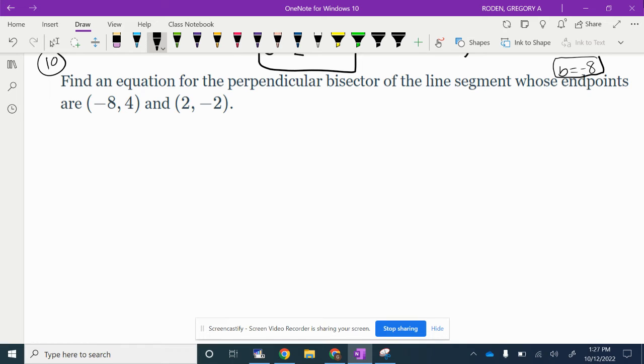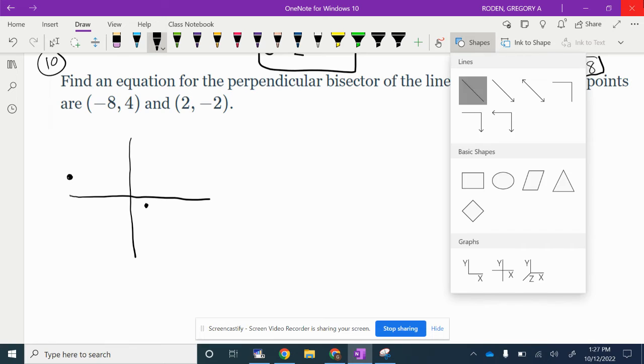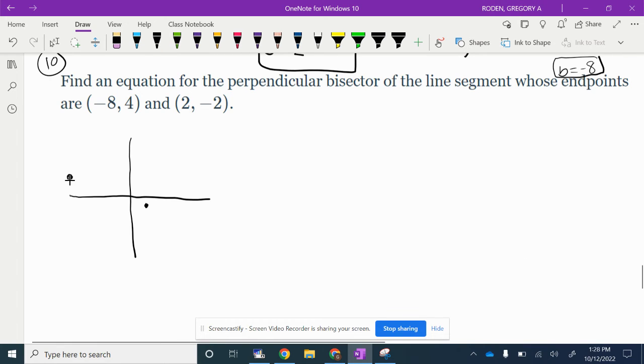So, Michael, we need a perpendicular bisector, right? If I just draw a little sketchy sketch here, with 8, 4 and negative 8, 4, that would be something like here. And then 2, negative 2 would be something like here, right, guys? So we're looking at a segment. I'm just estimating where this would be. I don't think we have to graph it, but just knowing that it would be something like that, we want a perpendicular bisector.